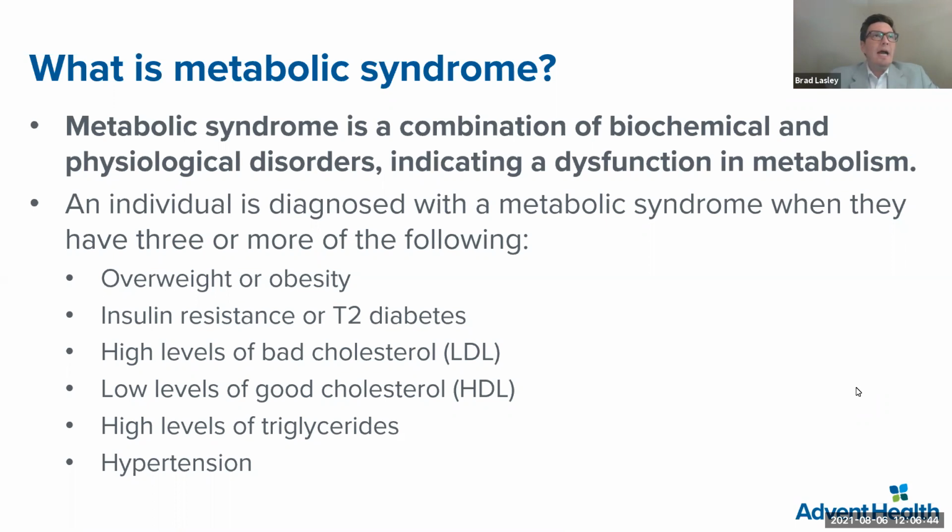The American Academy of Medicine has actually suggested that 2 or more should be a better indicator. So if you have 2 or more of the bullets below, you may be moving towards or have a true diagnosis of metabolic syndrome. But the current infrastructure is that it's 3 or more.